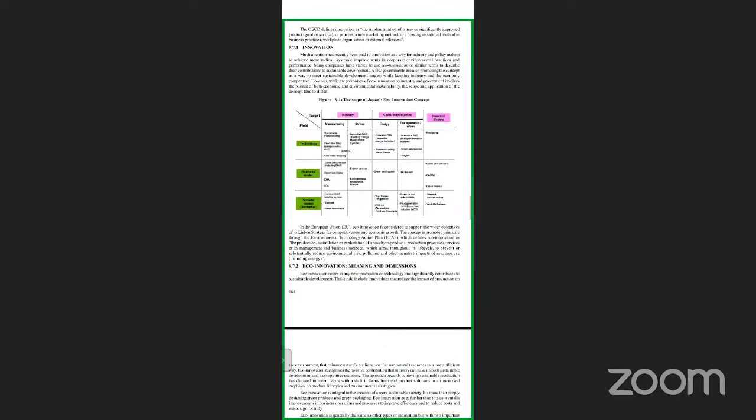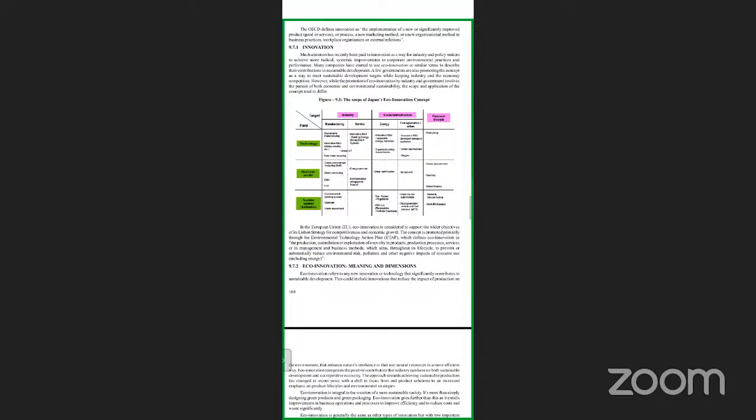While the Japanese government promotes the concept of eco-innovation as a new field of techno-social innovation that focuses on environment and people, the OECD defines it as the implementation of a new or significantly improved product or process, a new marketing method, or a new organizational method in business practices, workplace organization, or external relations that will have sustainable manufacturing and eco-innovation. So let us understand more about innovation.